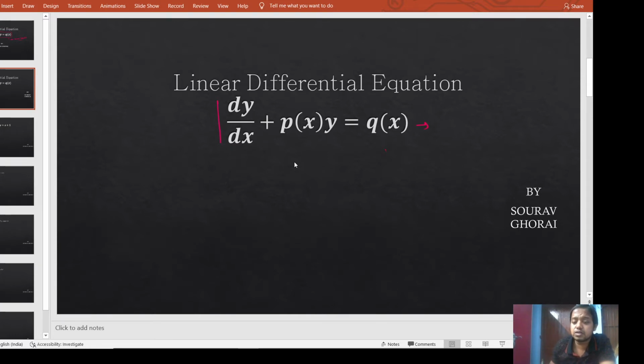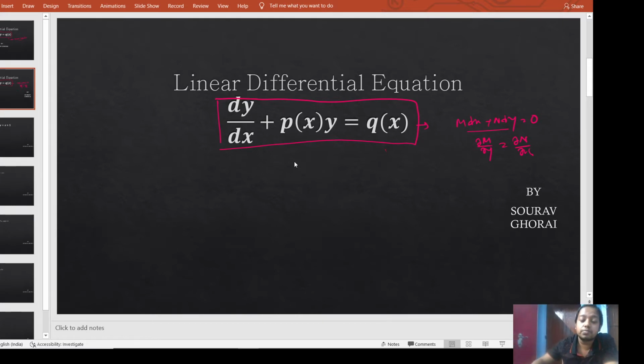this is non-exact because if we compare it with M dx + N dy = 0, this symmetrical form of the differential equation is exact if ∂M/∂y = ∂N/∂x. And by watching, you can say that this one is always non-exact. So how can we make it exact and find the solution?